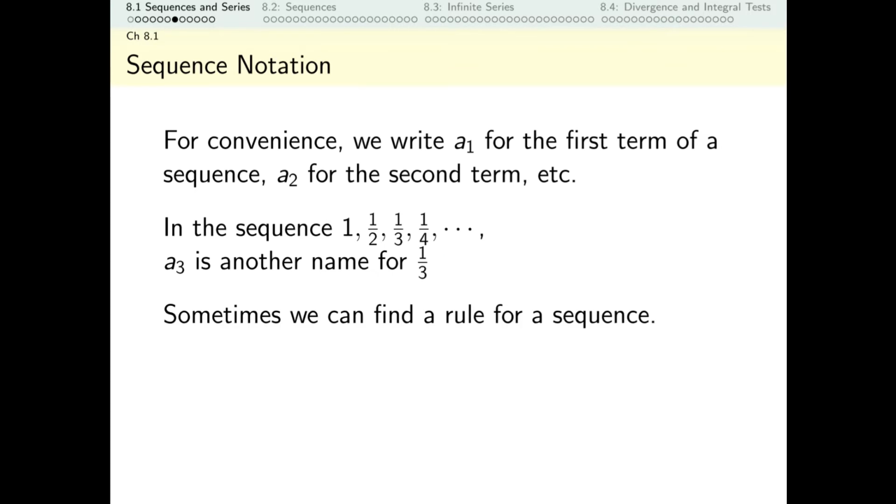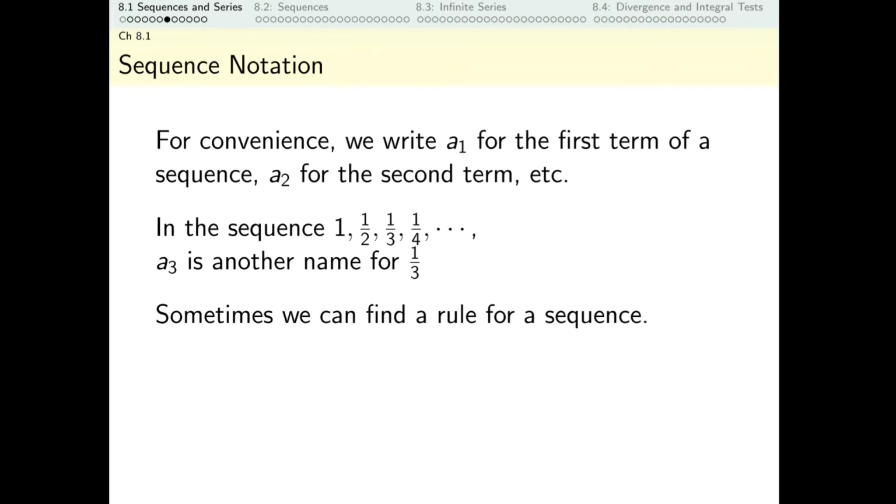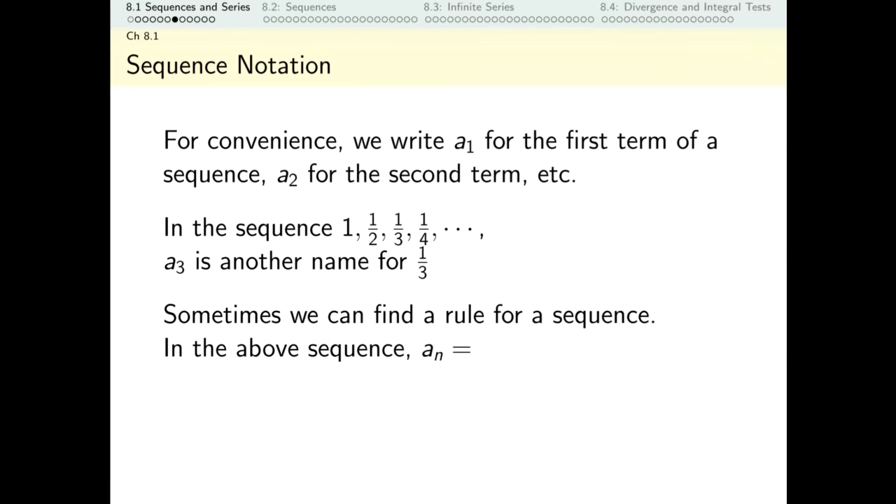Sometimes sequences can have rules. Sometimes they don't. Sometimes it's just a list of numbers. A sequence doesn't have to have a rule, but usually they're interesting to us when they either have a rule or they come from real-life data. If I wanted to make a rule, I can say, well, in general, what is the nth term of the sequence? Well, the first term is 1/1, and the second term is 1/2, and the third term is 1/3, so the nth term is going to be 1 divided by n.